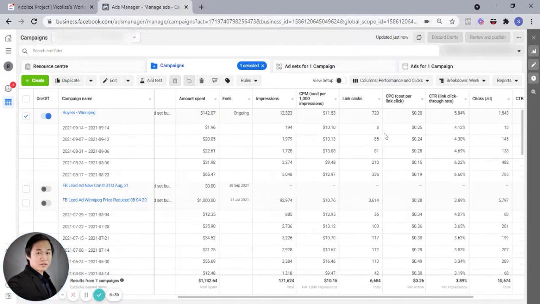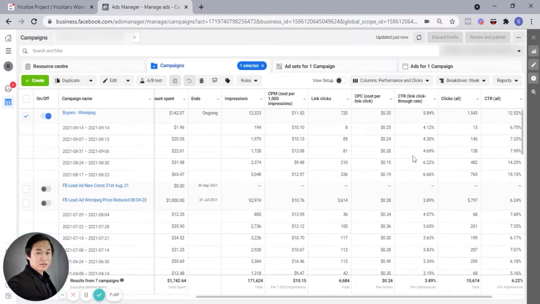Other than that, we are also going to look at the link clicks and cost per link click. A simple click means somebody clicked on your ad anywhere, but a link click means, in our lead form campaign, that someone clicked on our call to action button and landed on our lead form, and they're most likely to be a good lead for us. And then we can check the click-through rate.